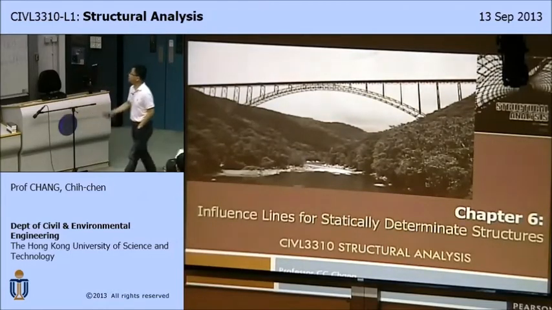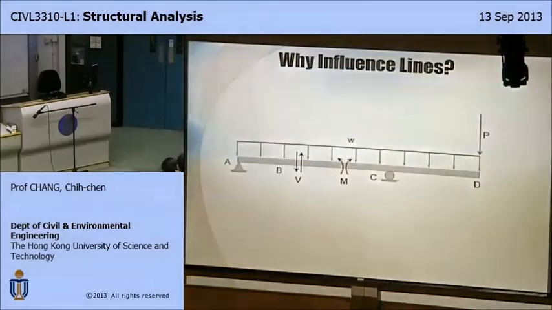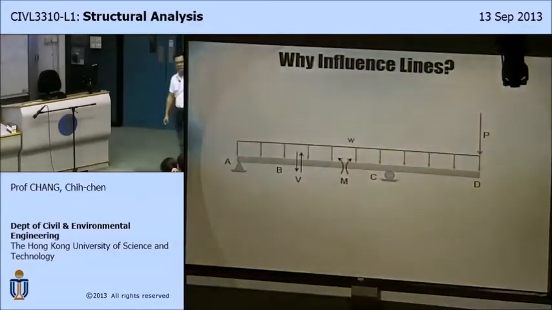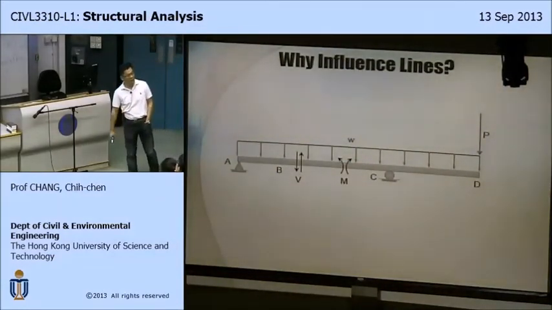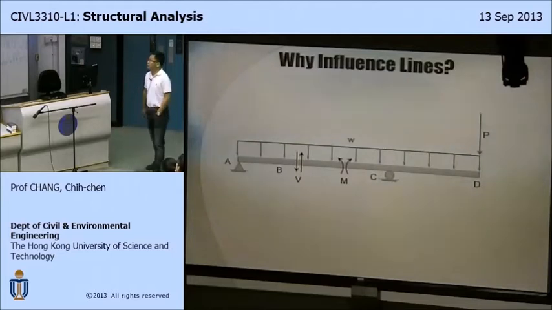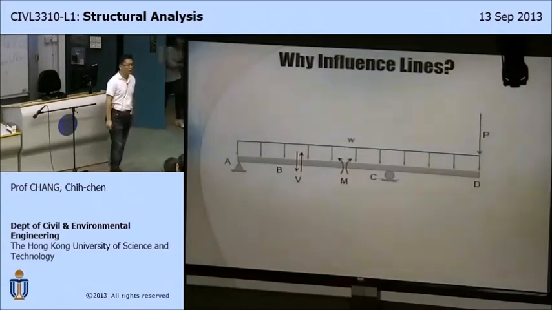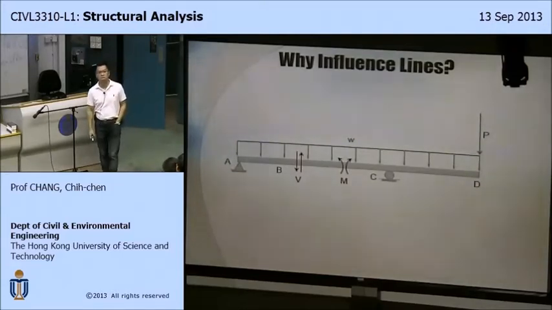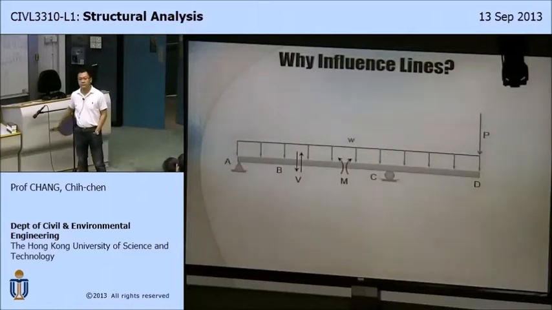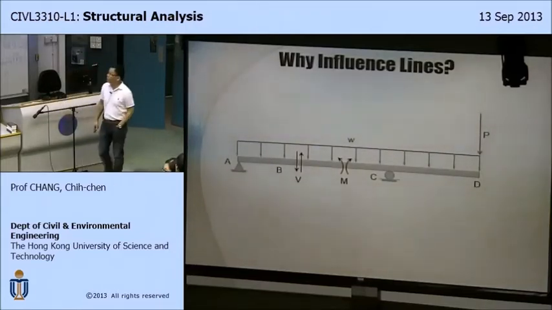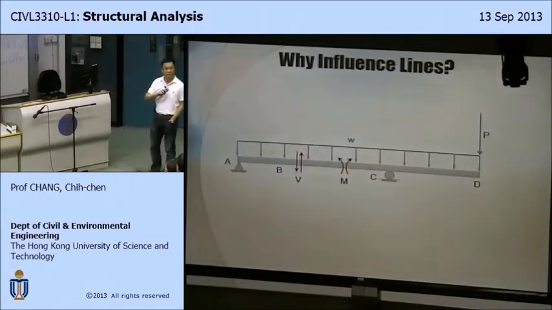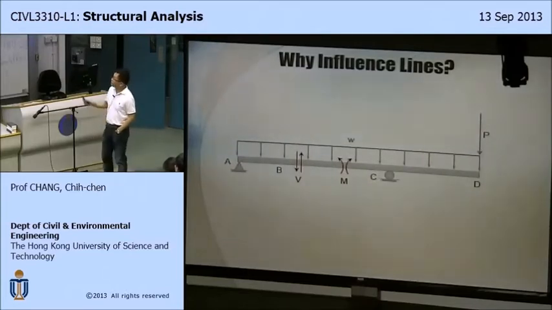Okay, so let's start. So why influence line? What is influence line anyway? Why do we want to study influence line? Previously, we studied shear force bending moment diagrams. So you know exactly how to obtain those. So what are shear force bending moment diagrams?